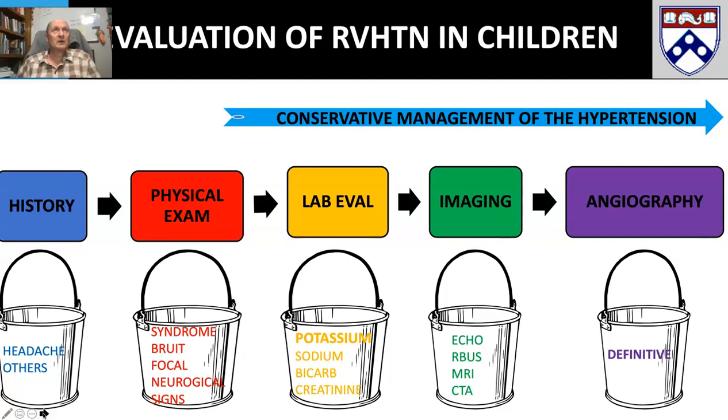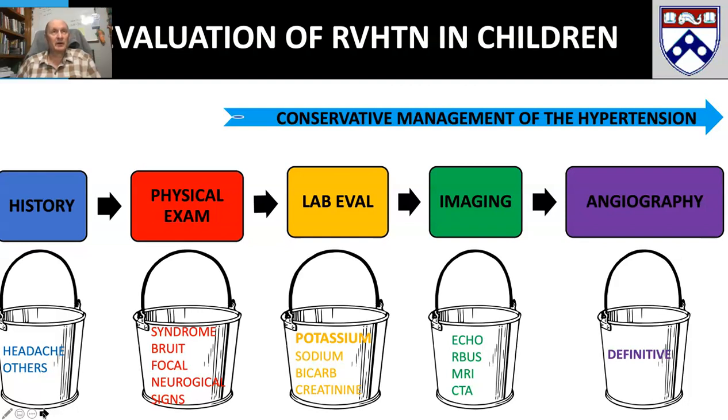So how do we evaluate renovascular hypertension in children? We get a history, we find out about headache and the other symptoms. We then do a physical exam and look for a syndrome. We look for bruits, which are usually not present. Any focal neurological signs may also be useful.